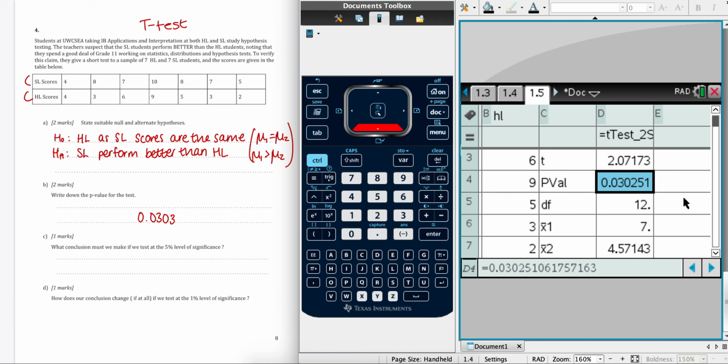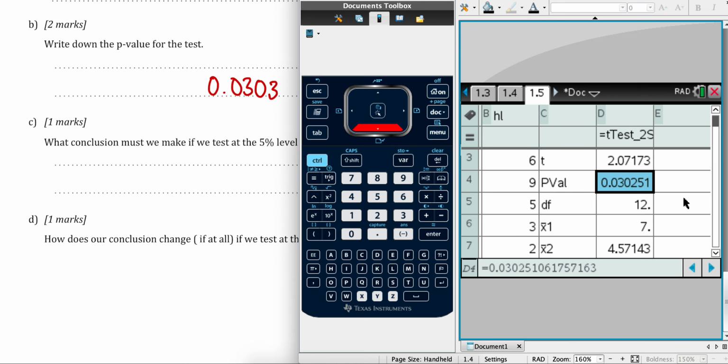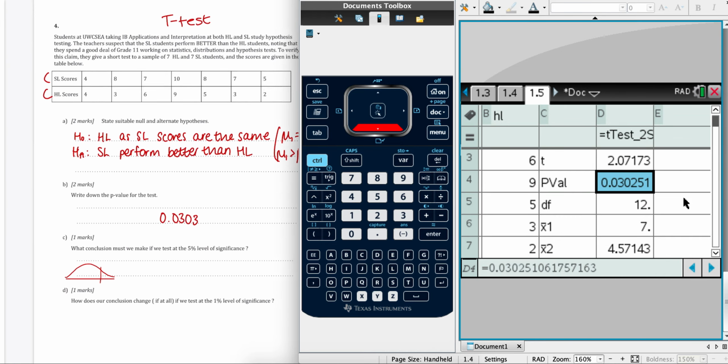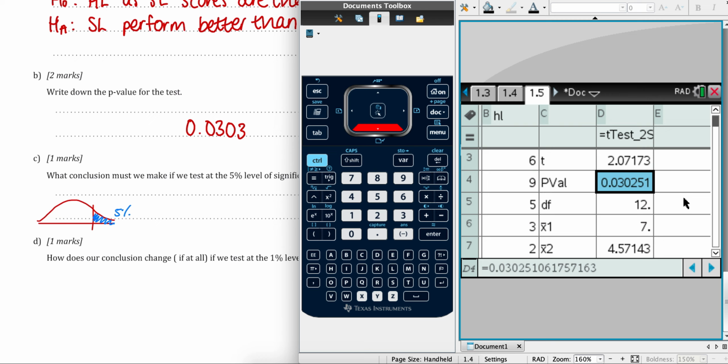And then what conclusion must we make if we tested at a 5% significance level? So this is really similar to the chi-squared one that we just did. So if you draw your graph of the t-test, then you've got your significance level, which is 5%. It says we're doing it at a 5% significance level. So this is my area, which is 5%. Now the area that I found is 3.03%. So it's much smaller.